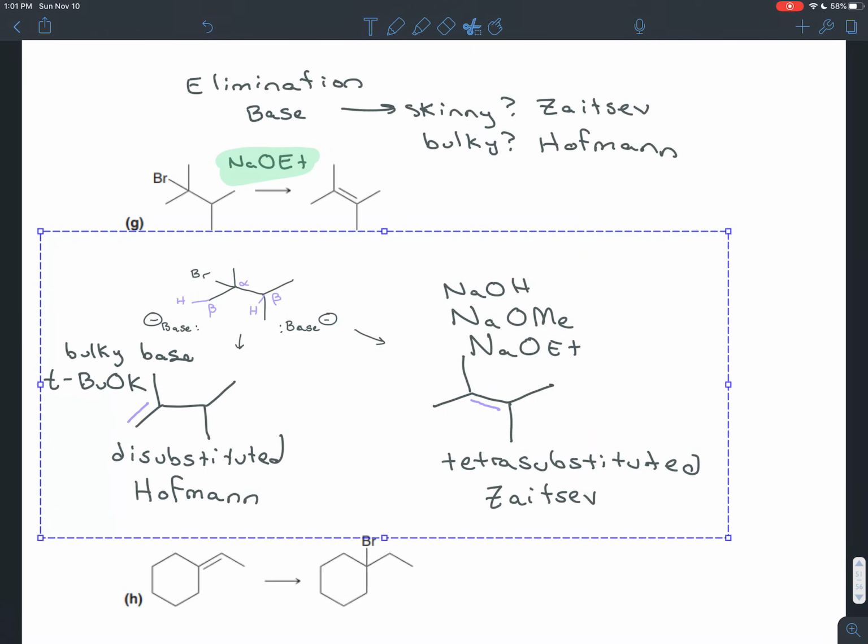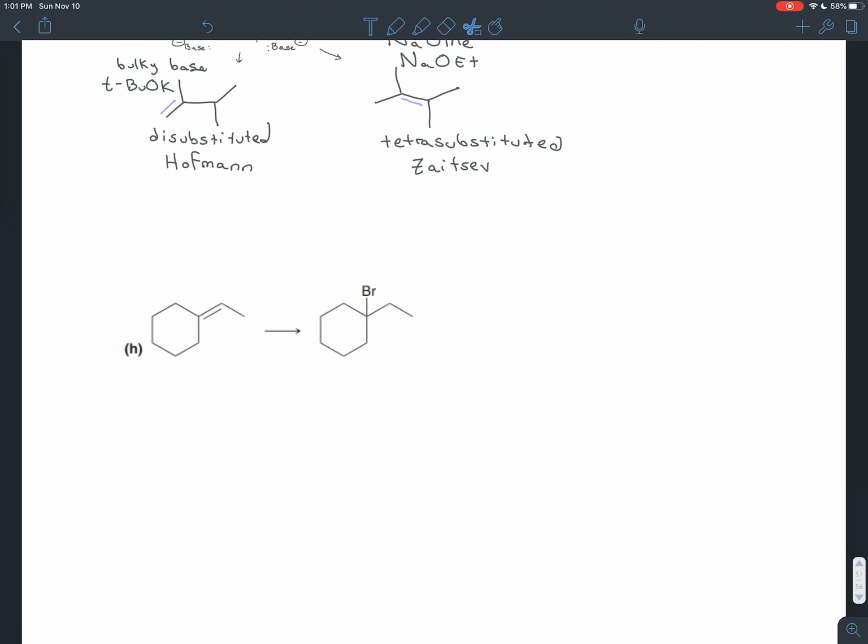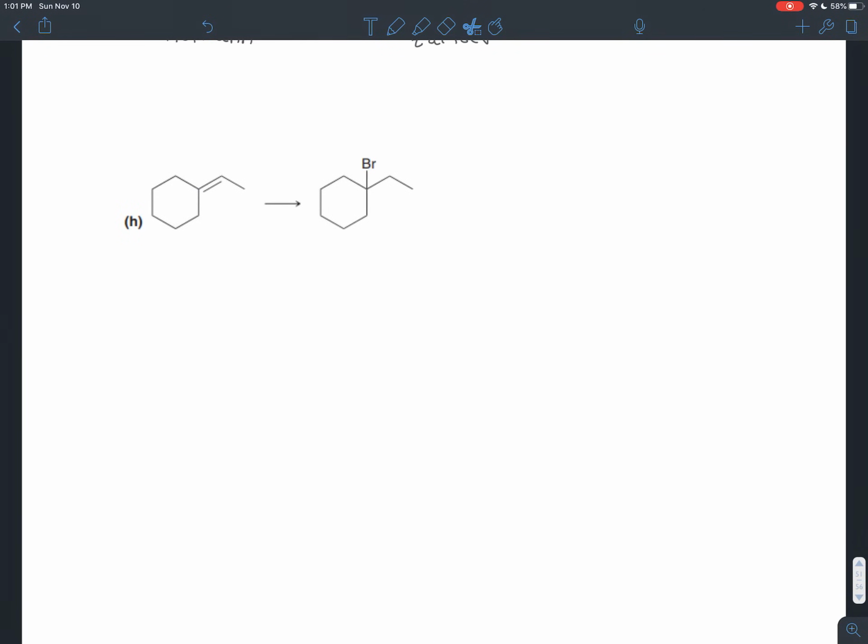So I'm going to make these notes a little smaller so they don't distract us as we solve our next exercise. All right, and this is our last one for this exercise. So we see an alkene, and instantly we should be thinking addition. We're going to be doing addition reactions as opposed to substitution or elimination. What are we adding? Well, look at the product.